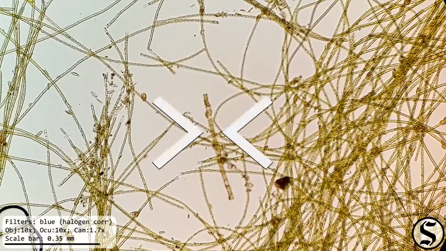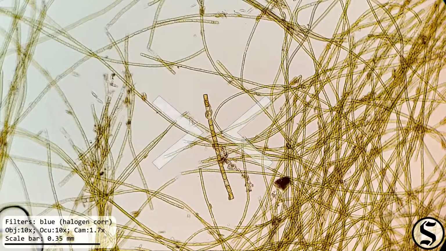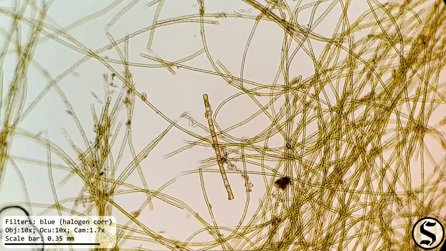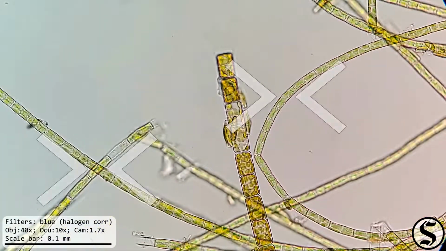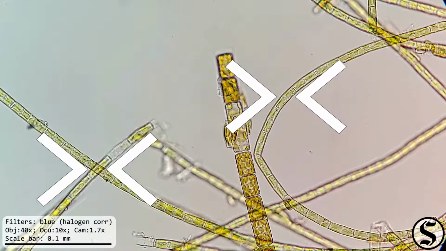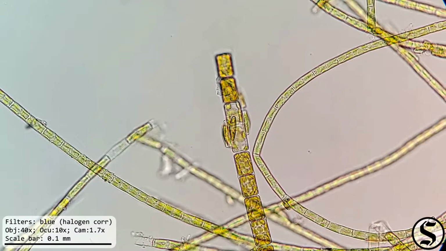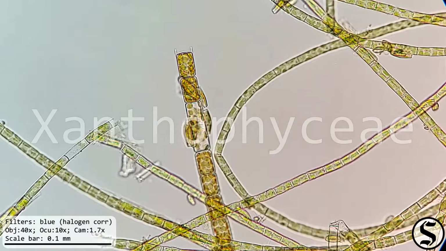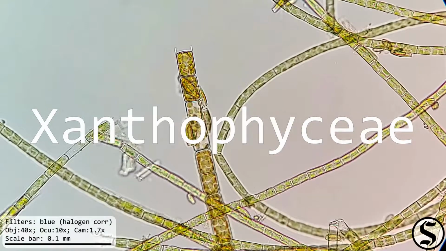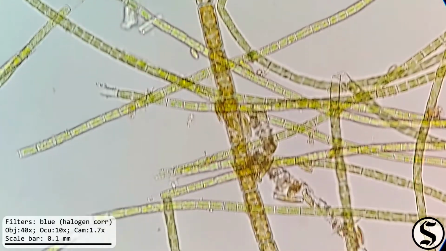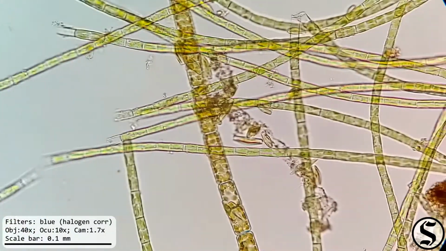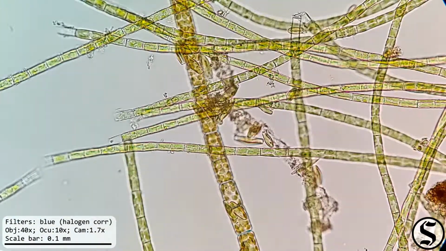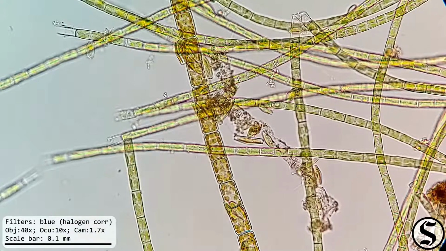There's another strand of the Melosira varians. And we can see near it, those green strands with the distinct chloroplasts in them are of the class Xanthophyceae. Those are the yellow-green algae. That comes from the Greek xanthos, yellow, and phykos for seaweed.